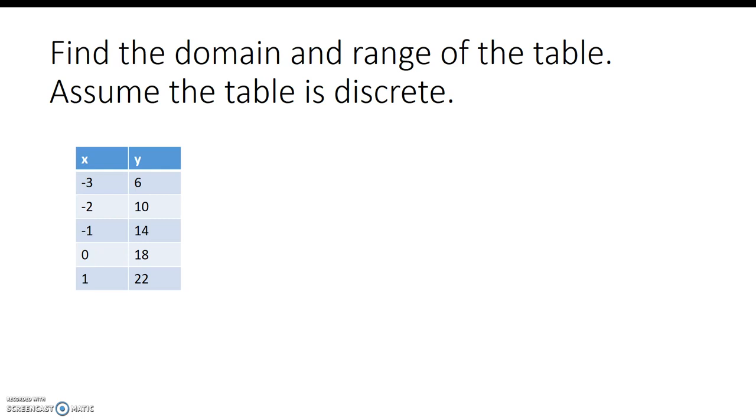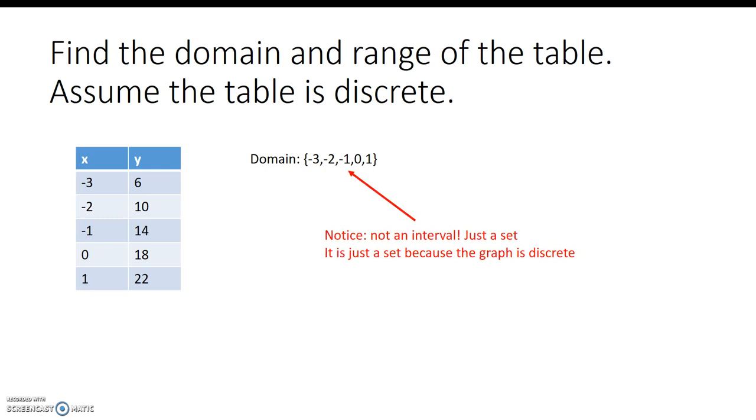When we write a set, we use the braces, or sometimes I call them the fancy brackets. So for the domain, we're literally just listing the x values: -3, -2, -1, 0, and 1. And again, I have those braces. It is preferred that you put them in numerical order. Notice that it's not an interval because we have a discrete graph, so there wouldn't be anything in between -3 and -2 or in between -2 and -1. You'd have to list out each individual x value. We know it's not an interval also because of the braces, the fancy brackets.